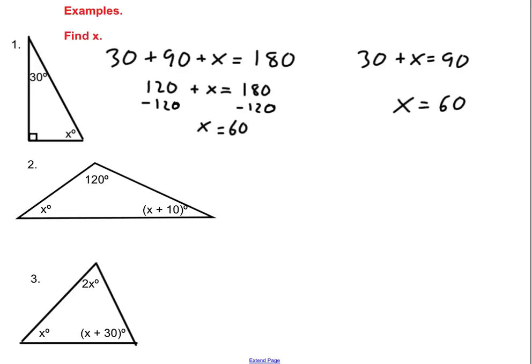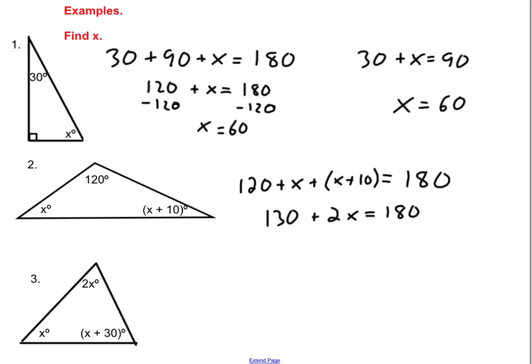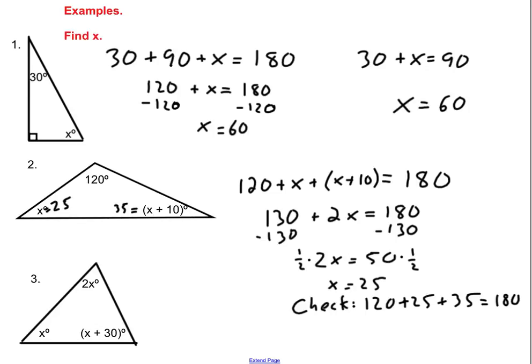In number 2, that's not a right triangle, but we have the three angles are 120 degrees, x, and x plus 10 degrees. We still know they add up to 180 degrees, so we write that as an equation. We can combine like terms. X plus x is 2x, 120 plus 10 is 130. Subtract 130 from each side. Multiply by 1/2. X equals 25. And we can check that, because if x is 25, then x plus 10 is 35, and those three angles should add up to 180 degrees. And they do.